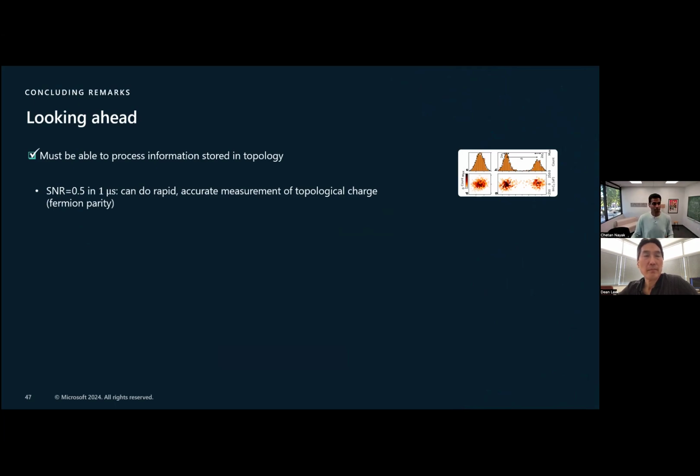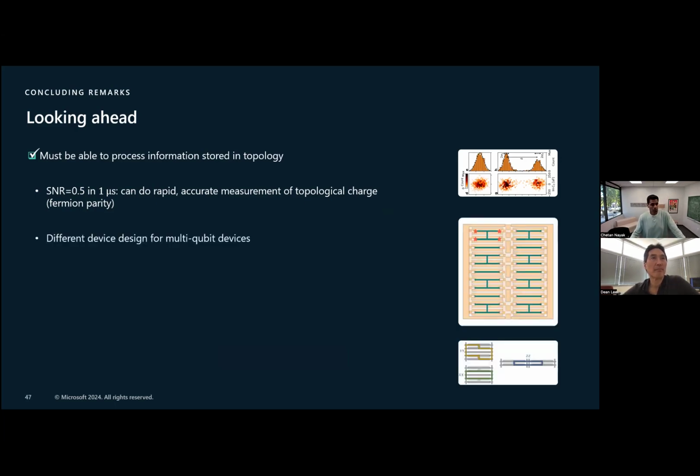We of course want to make it more accurate so that we can do this more rapidly. So we want an SNR larger than 1 in 1 microsecond, and that involves reducing the noise through better low noise amplifiers, and increasing the signal by suppressing the parasitic capacitance relative to which the interesting quantum capacitance is changing the system. As I mentioned, for multi-qubit devices, there's a different design we're going to use that enables more of these kinds of measurements, including 2-qubit measurements.